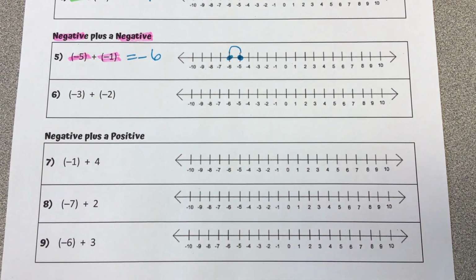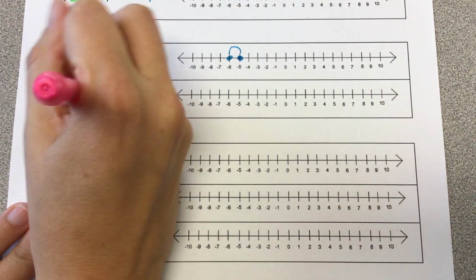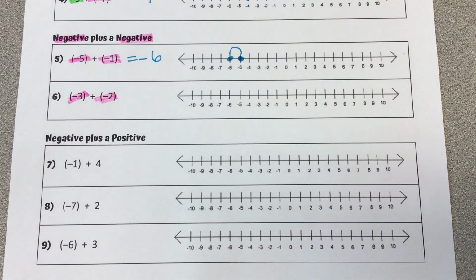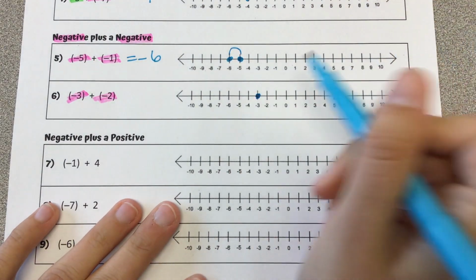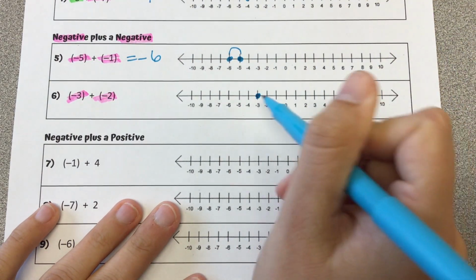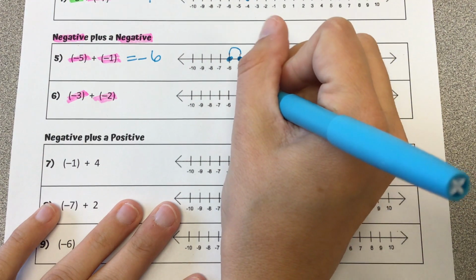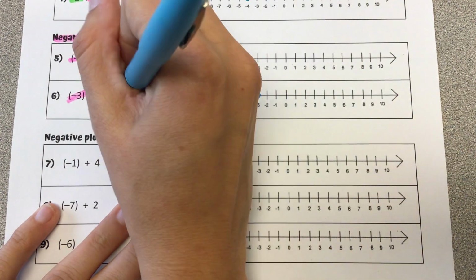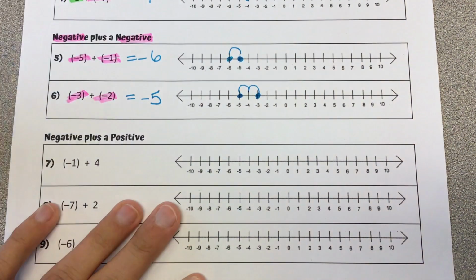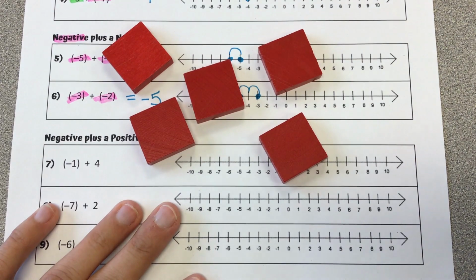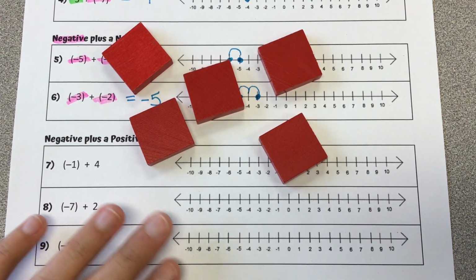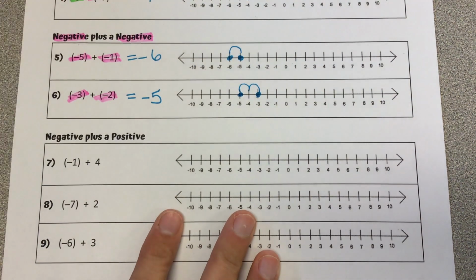Number 6, we're taking a -3 plus -2. I'm starting at -3. When I add a positive, I go to the right. I'm adding a negative, so I'm going to the left 2, which brings me to -5. Thinking about it with our counters, we started with 3 negatives. We're adding in 2 more negatives, which leaves us with 5 negatives.